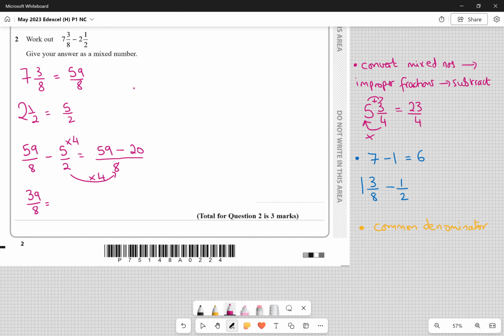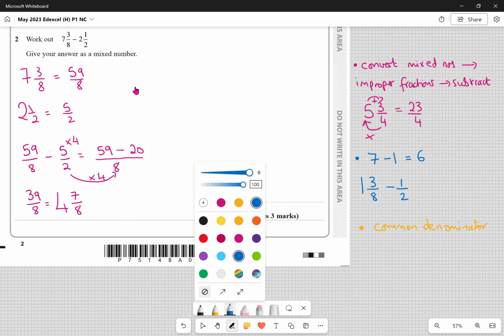Now we're converting the improper fraction back into a mixed number. So 8 into 39 goes 4. 4 times 8 is 32, and 39 take away 32 is 7. So your answer is 7 over 8. Now we can use the other method as well, just to make sure and show you that you do get the same answer.